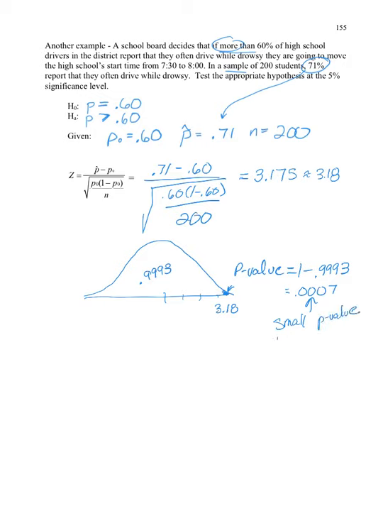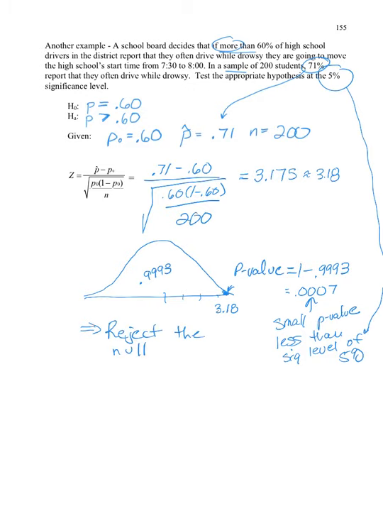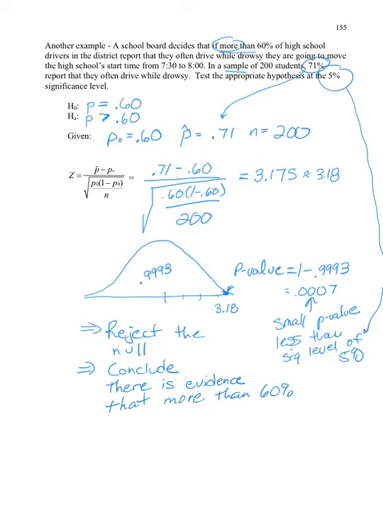Okay. It's less than the significance level of 5% from up here, which puts us on the path to reject the null hypothesis and conclude there is evidence that more than 60% of the high school students often drive while drowsy.